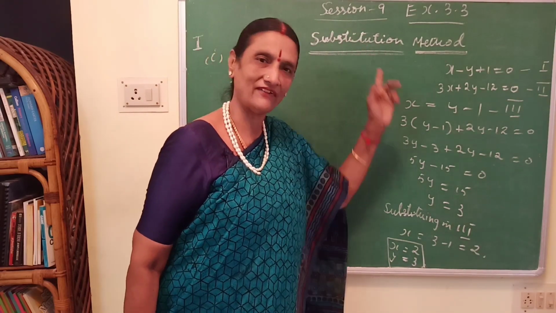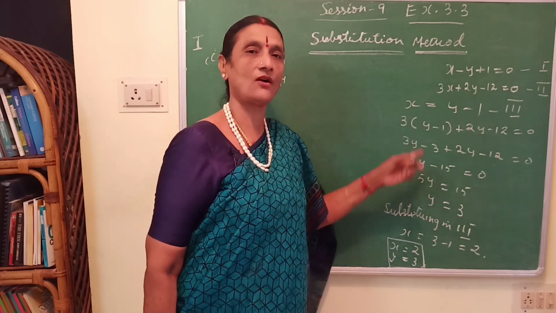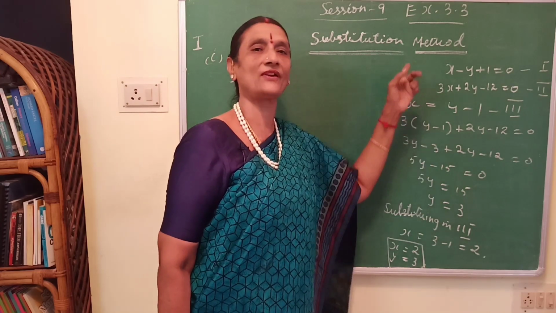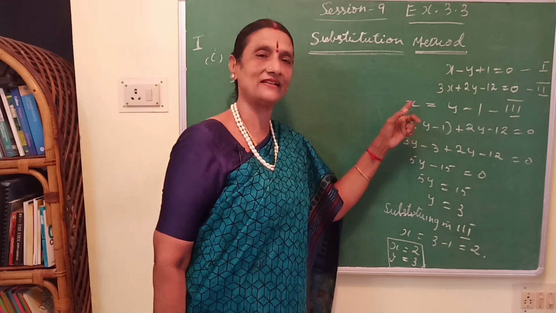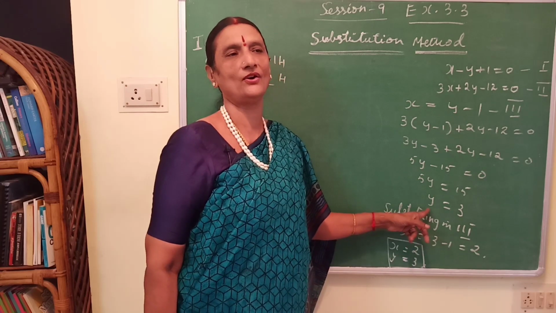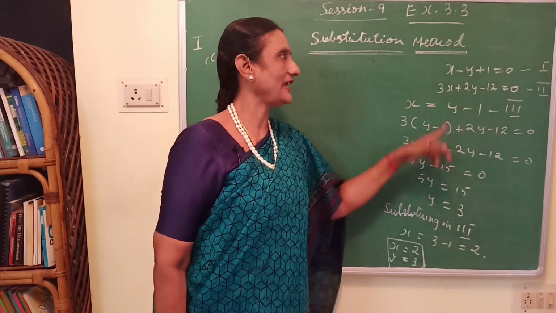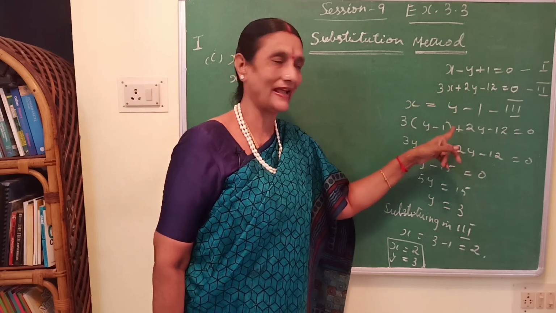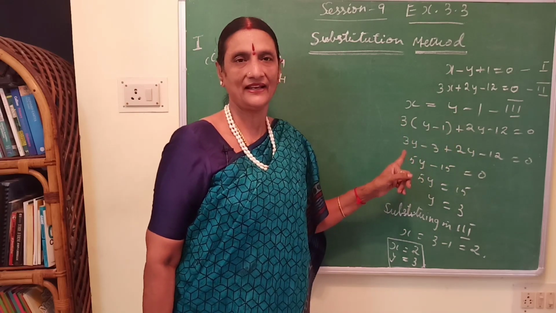So this is how you have to end the sum. Is it clear? Once again I will repeat the procedure. The substitution method requires substitution of one variable in terms of the other variable, which is obtained from any one of these equations, and on substitution of this value in the other equation, we have to proceed further to get the value of that one variable. After getting the value of this one variable, it has to be resubstituted in the original value of x that we got, and then we get the value of x. This is the method. Is that clear to you?